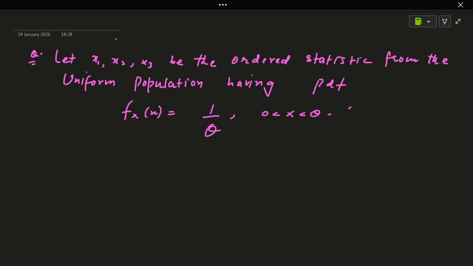Then show that 4x1 is an unbiased estimator of theta. So in this question we have to check that 4x1, that is the first order statistic, the smallest order statistic, is an unbiased estimator of theta.